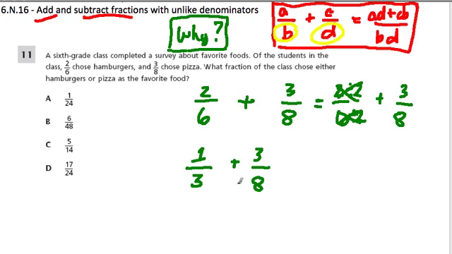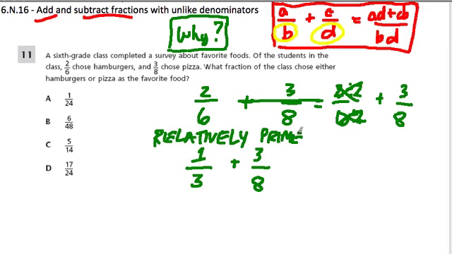And I know I'm done reducing 3/8 because the only factors of 3 are 1 and itself, it's prime, right? There are no factors that 8 and 3 have in common, and there are no factors that 1 and 3 have in common. There's a fun way of saying that called relatively prime. In other words, 3 and 8 are relatively prime because they have no factors in common, just like 1 and 3 have no factors in common. That's how you know you're done reducing a fraction.